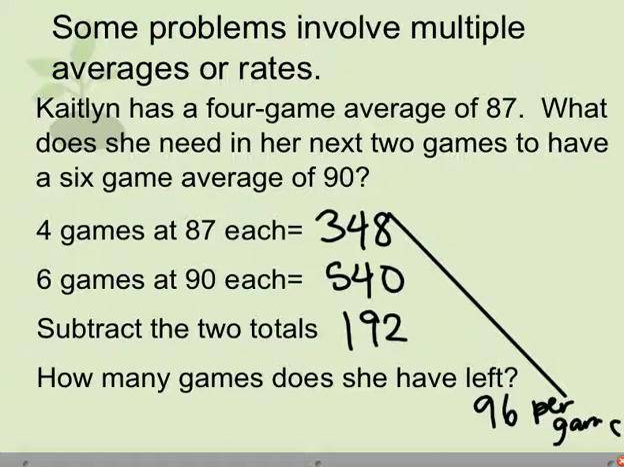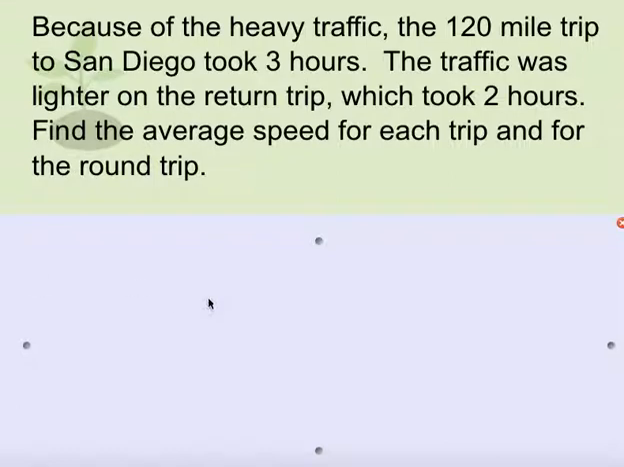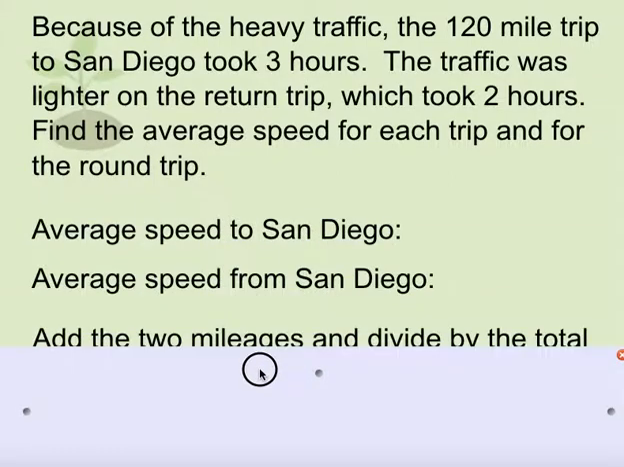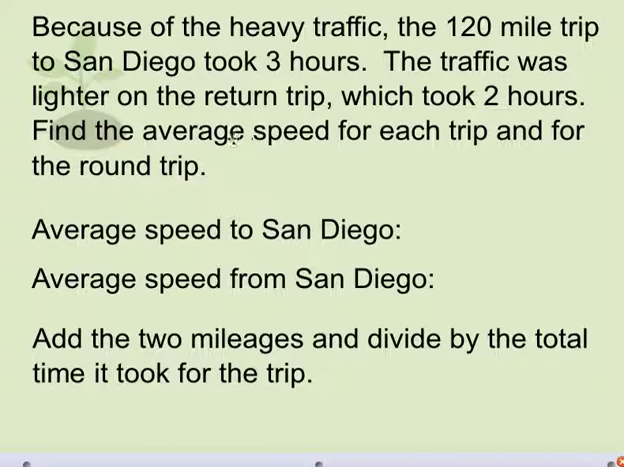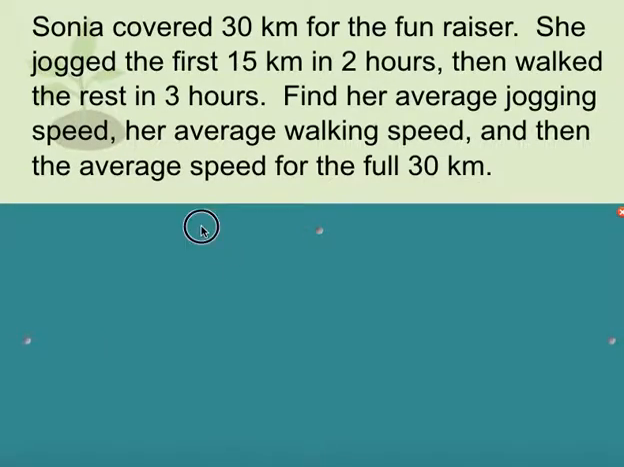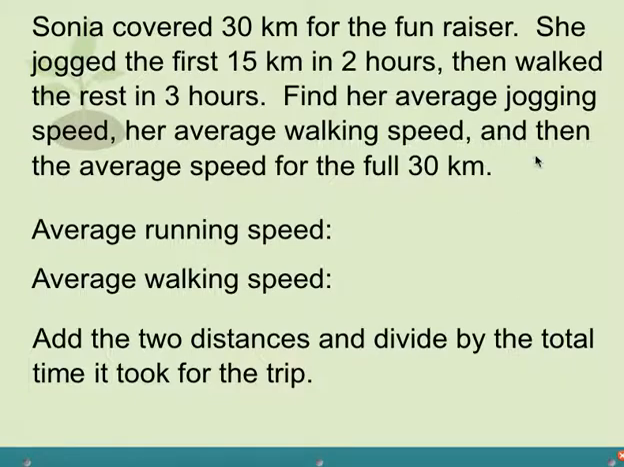Okay, now I'll show you a couple more examples here that you can try on your own, and very similar process here. This one asks for 2 different things: average speed going and coming, and then the overall round trip average, which is a little bit different, and similar for this one. Okay, well, I hope this is helpful for your homework and for studying.